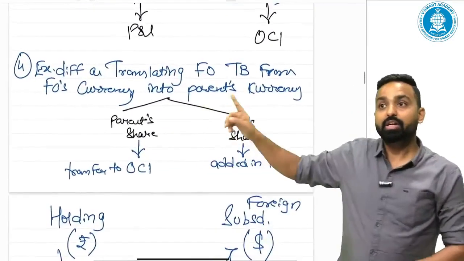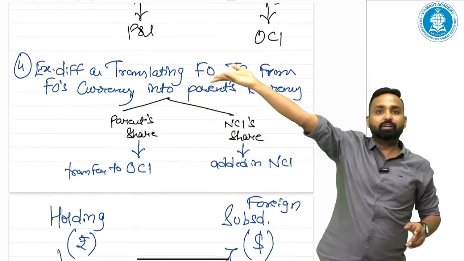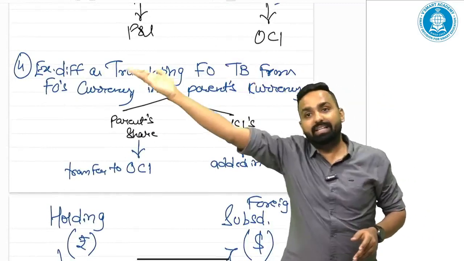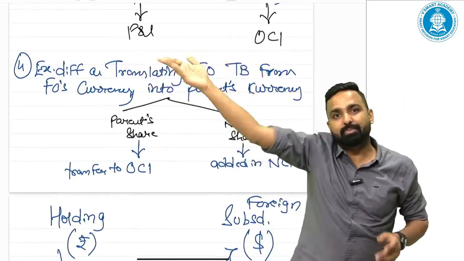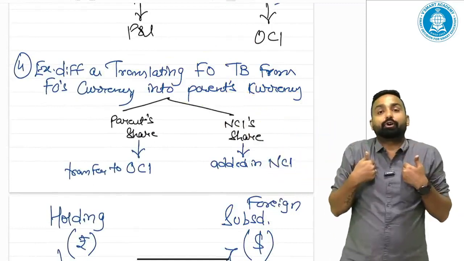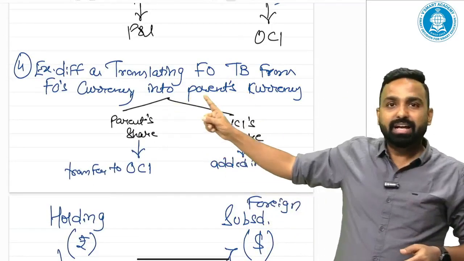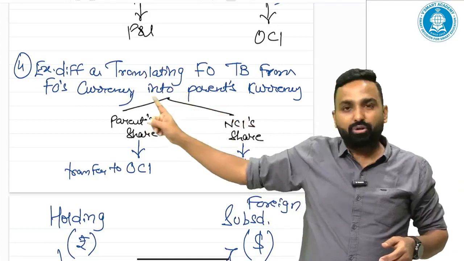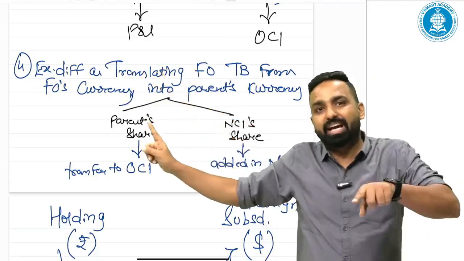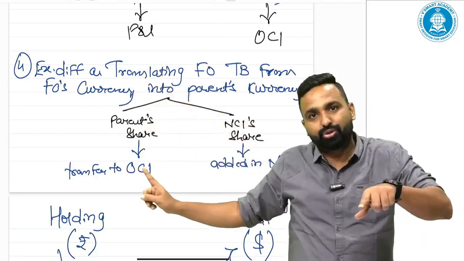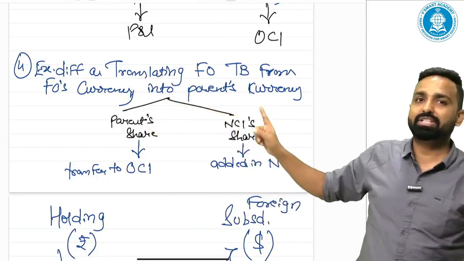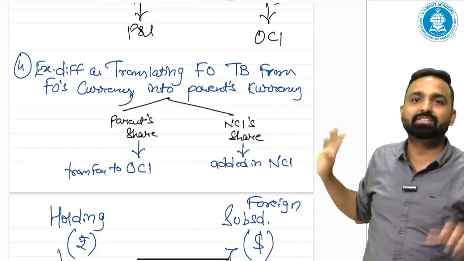Last but not the least. My foreign subsidiary is there and I need to translate the entire trial balance of my foreign subsidiary into my functional currency for the purpose of consolidation. In that case, exchange difference will arise. Out of such exchange difference, the parent's share will be kept under OCI and the NCI's share of such exchange difference will be added in the NCI.